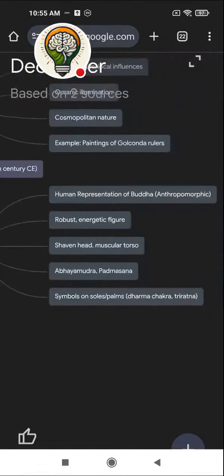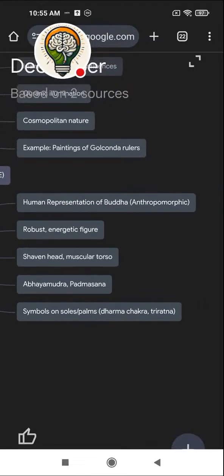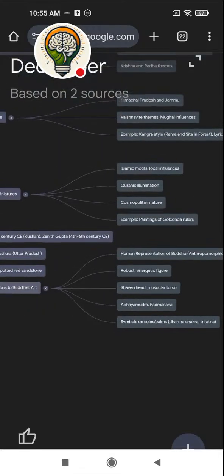So the human representation of Buddha, anthropomorphic, robust, energetic figure, shaved head and muscular torso, and Abhaya Mudra and Padmasana, and symbols on the sole and palm, Dharma Chakra, and Triratna.